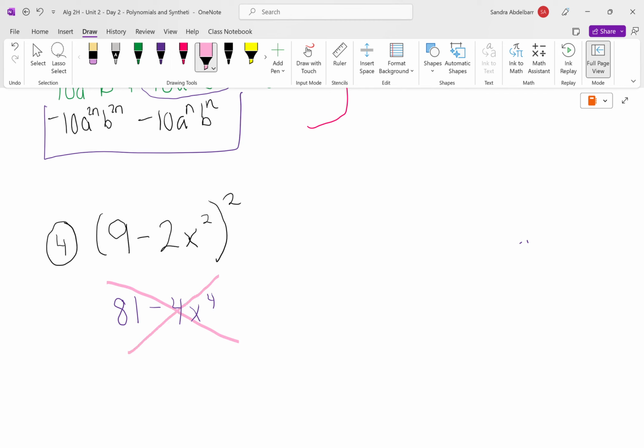Tell me why this is wrong. So I took the quantity of 9 minus 2x squared, and I raised that quantity to the second power. And I'm telling you 81 minus 4x to the fourth is wrong.